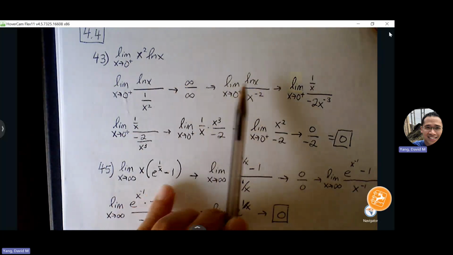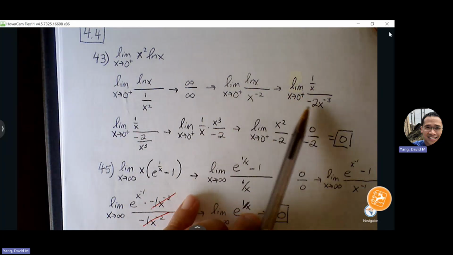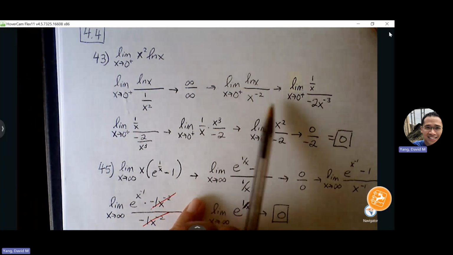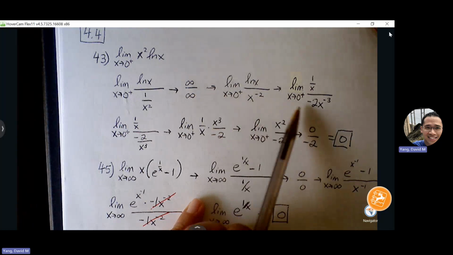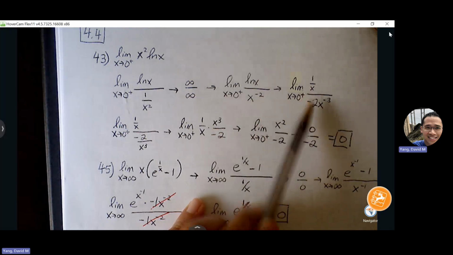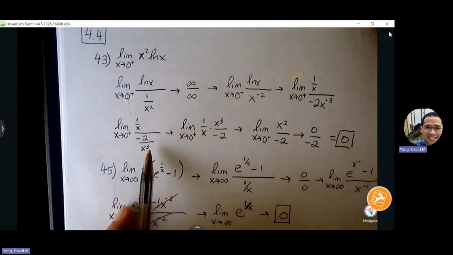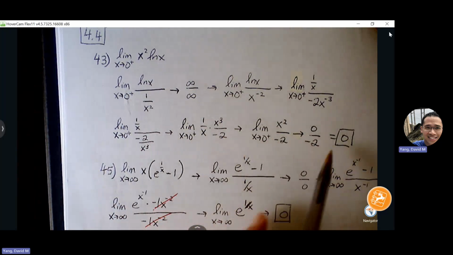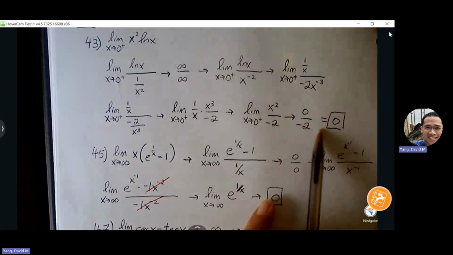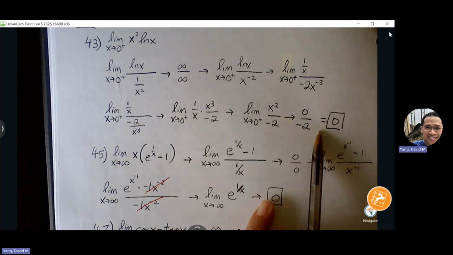I can take the derivative of natural log, which is 1 over x. I can take the derivative of negative 2x to the negative 2, which is negative 2x to the negative 3. I can reevaluate and see if it will take me down to a real number. And if it does give me a real number, then I know I found my limit.